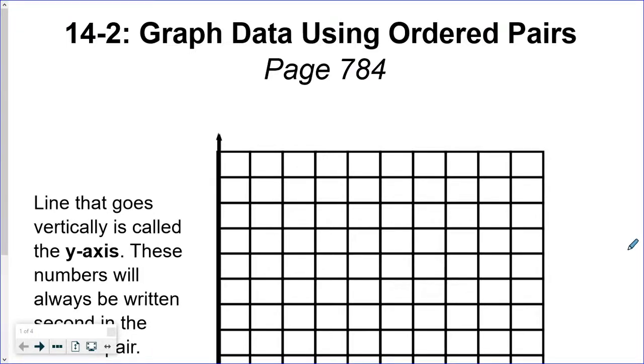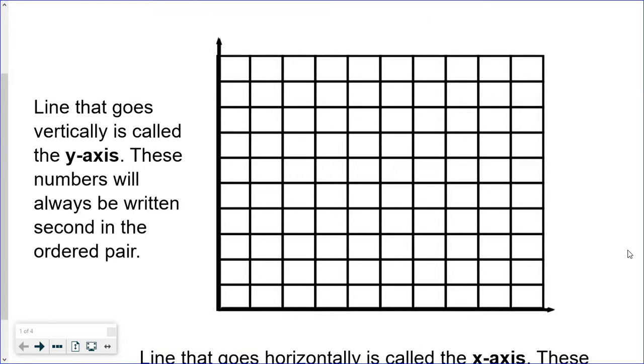Today we're taking a look at lesson 14-2. The title of that lesson is Graph Data Using Ordered Pairs. And our lesson for today is going to start on page 784. Now, as a review from the lesson we had last time, we're talking about the coordinate plane here. And we're just talking about a small portion of the coordinate plane.